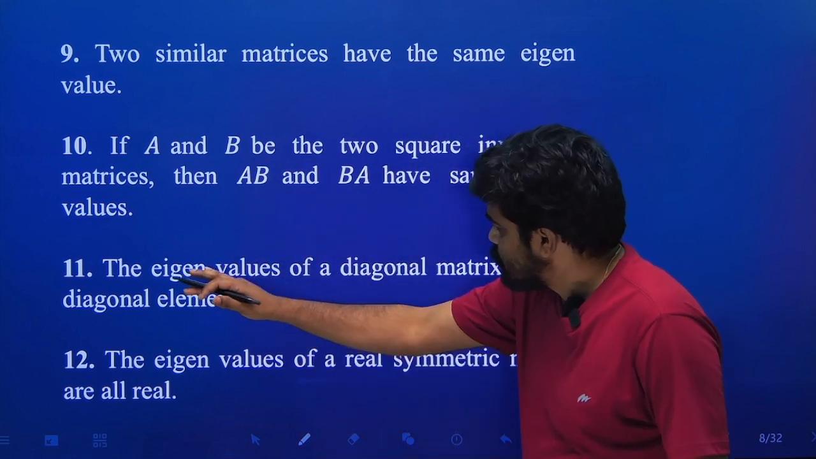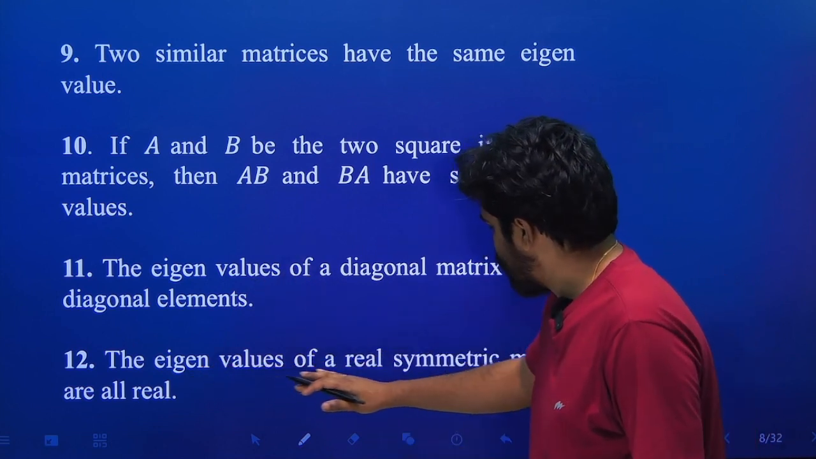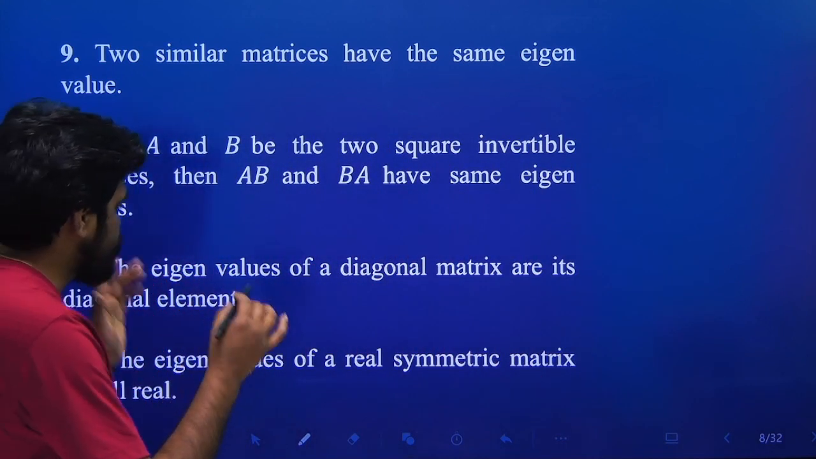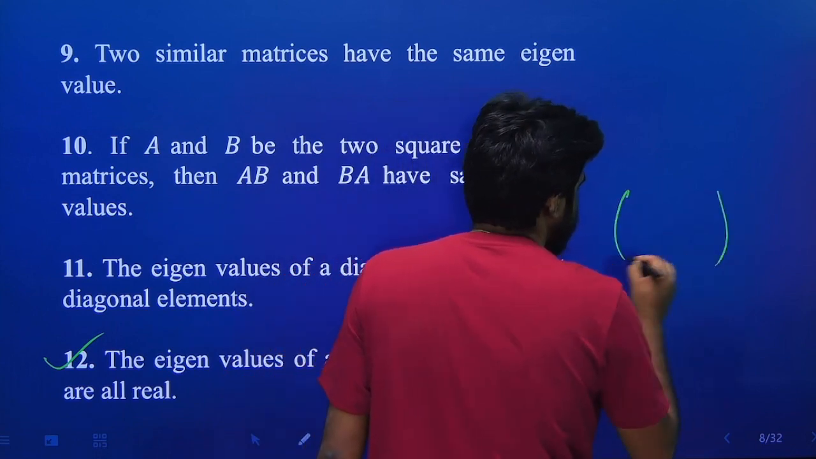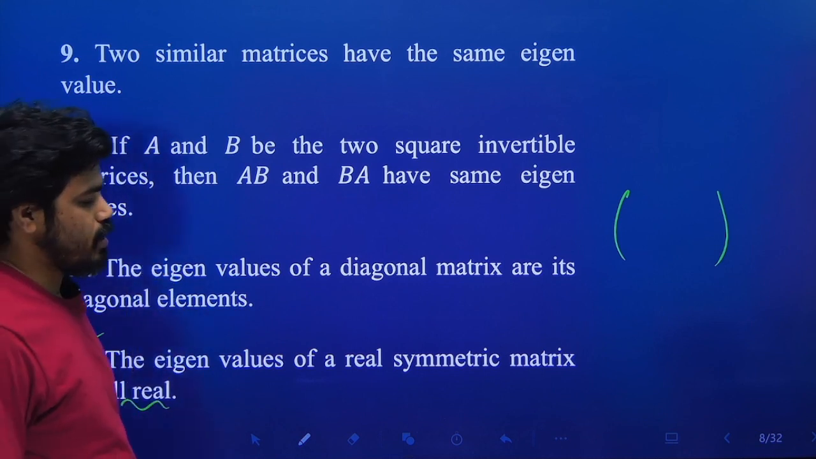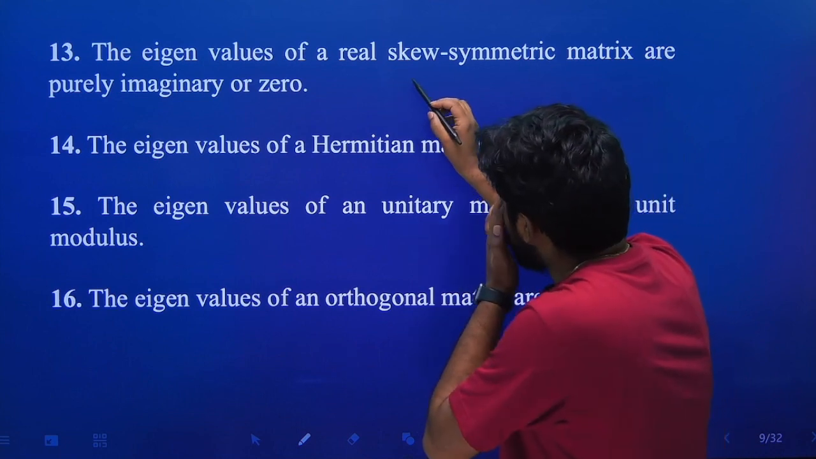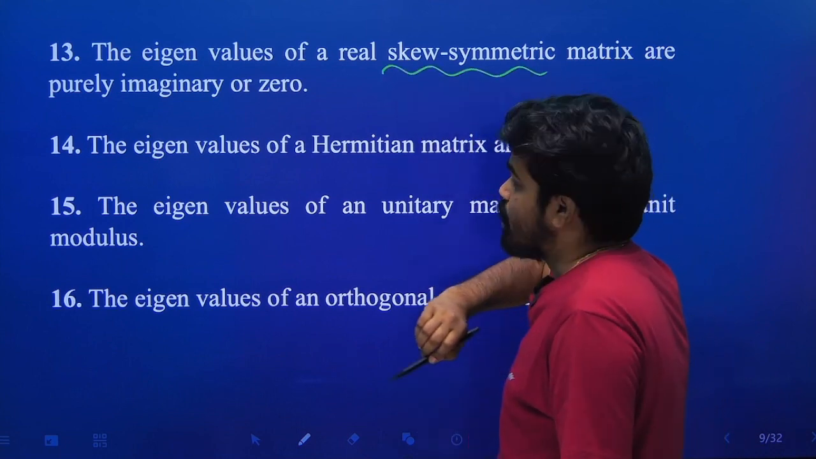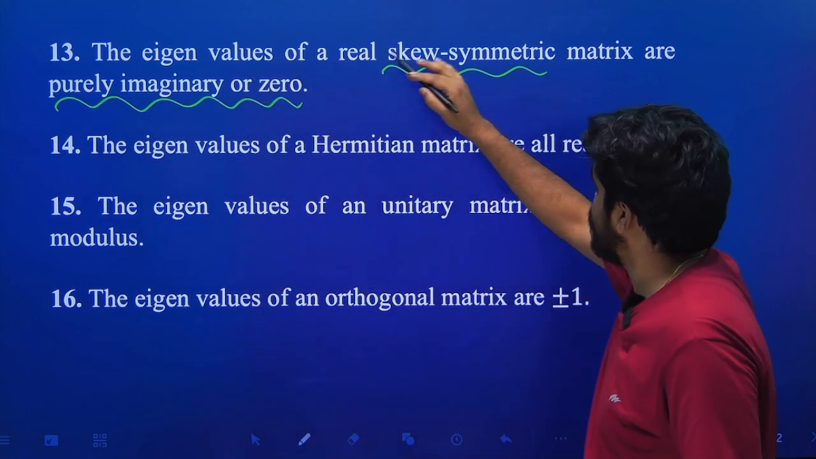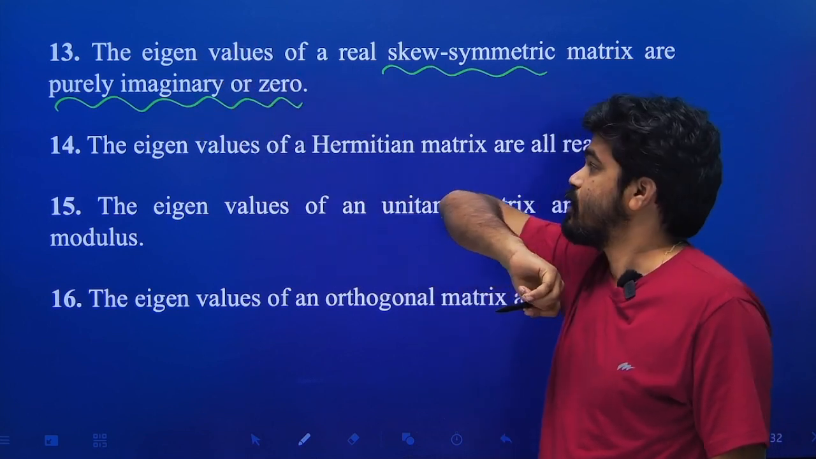Okay, the eigenvalues of a diagonal matrix are its diagonal elements, already discussed it. The eigenvalues of a real symmetric matrix are all real. যদি কোনো ম্যাট্রিক্স সিমেট্রিক ম্যাট্রিক্স থাকে, রিয়াল সিমেট্রিক ম্যাট্রিক্স, তাহলে এর আইগেন ভ্যালু গুলো কি পাবে? All are real. The eigenvalues of a real skew symmetric matrix are either 0 or purely imaginary.